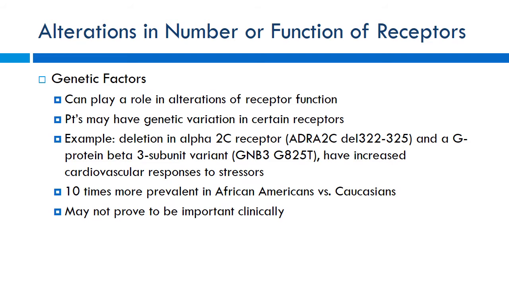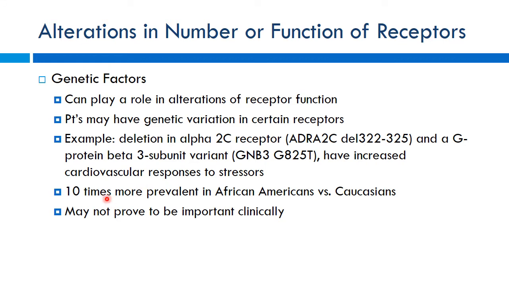Again, some genetic factors can play a role in receptor function and the number of receptors that are available. So, for instance, if you had this deletion in an alpha-2C receptor and this G protein beta-3 subunit variant, those patients end up having an increased cardiovascular response to stressors. So they would have greater changes in blood pressure and heart rate in response to the sympathetic nervous system.